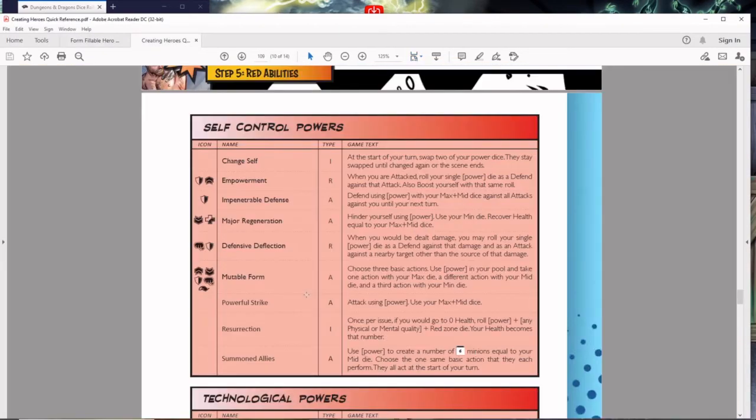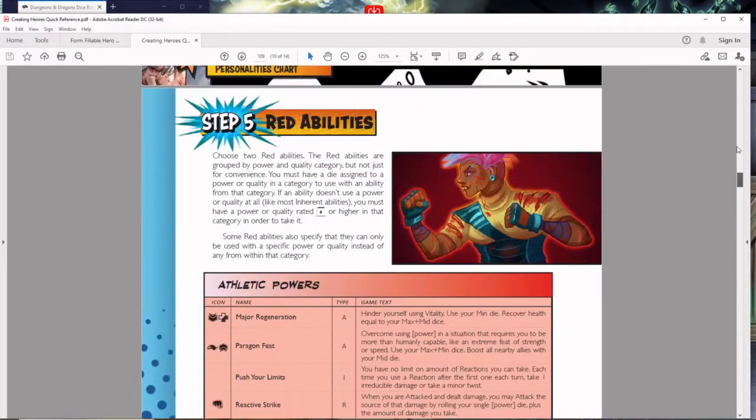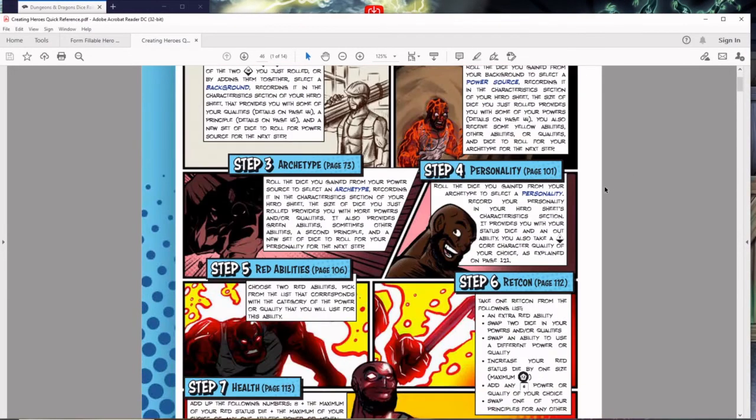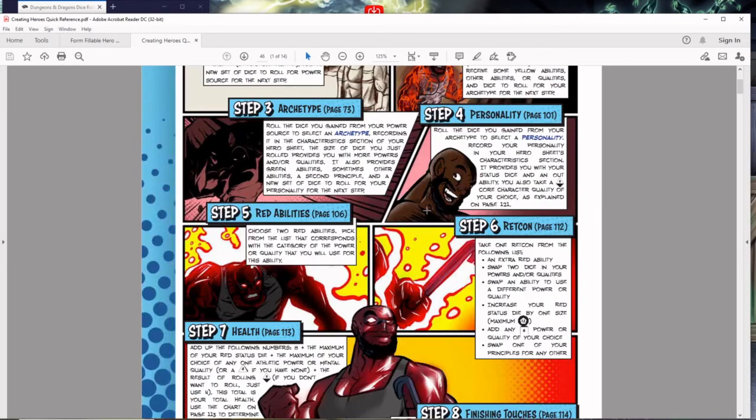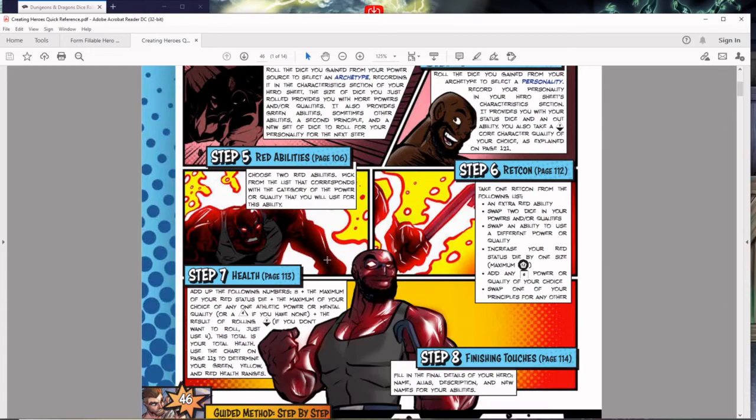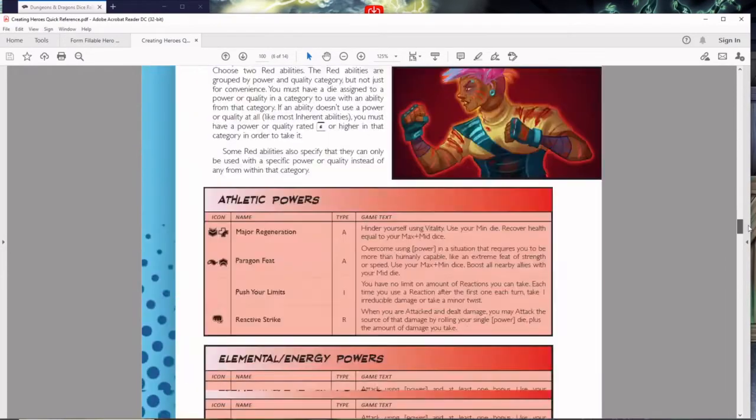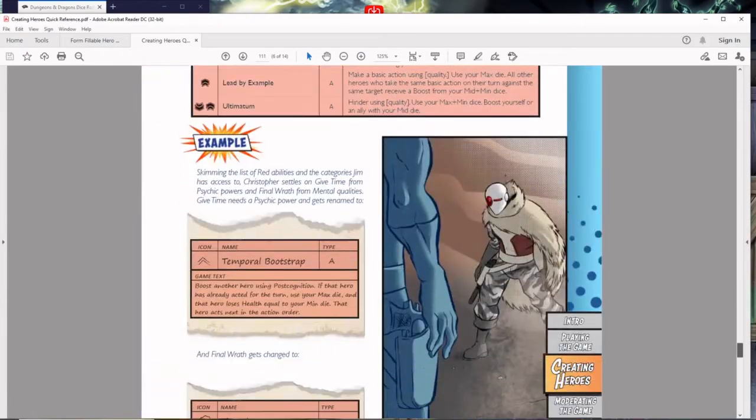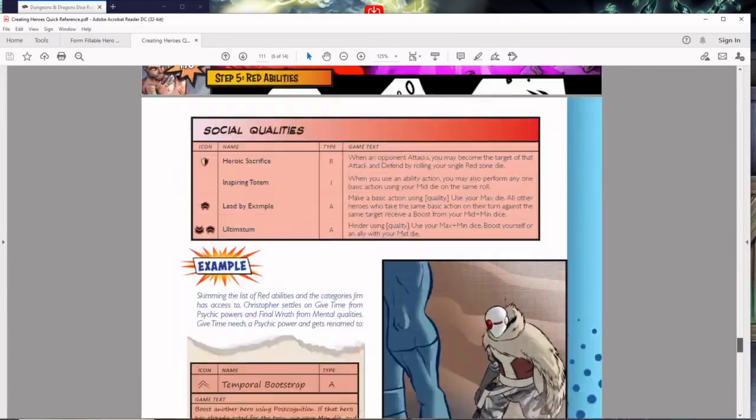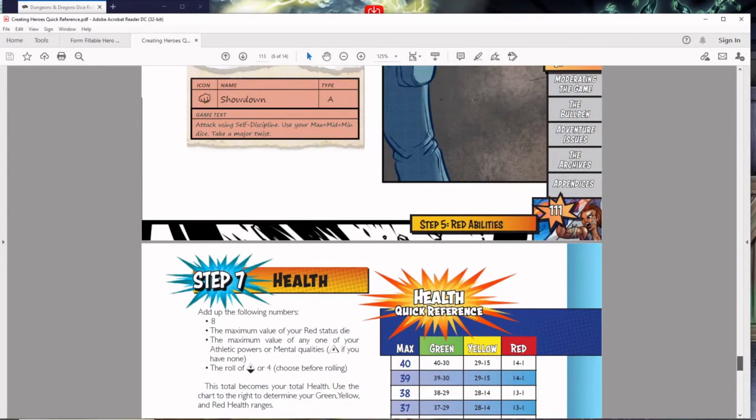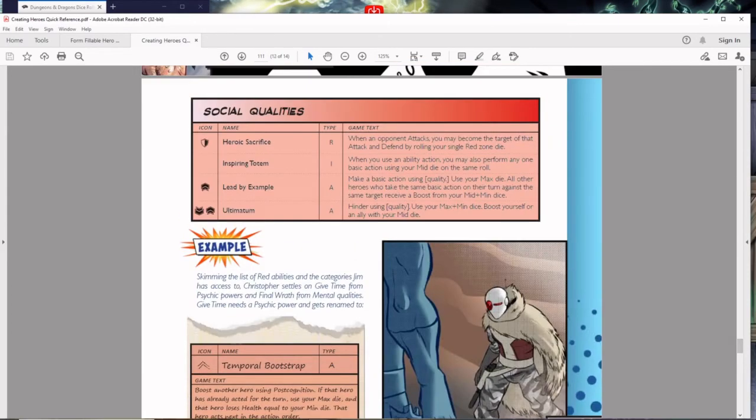So, that is red abilities, which is kind of part of personality, so I'm not sure why they're separate, but I guess red abilities is involved enough to do its own thing. And now we go to retcon, and then health. So, retcon, where they just decided not to post it here. Okay. Fine then. I'll just go look for it in here.